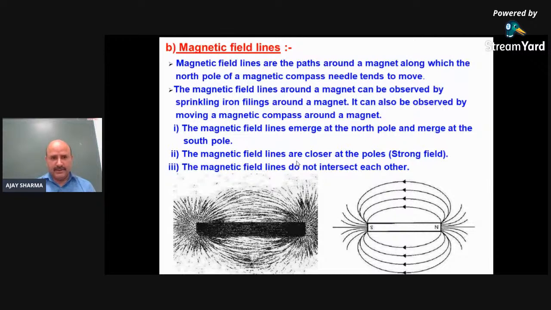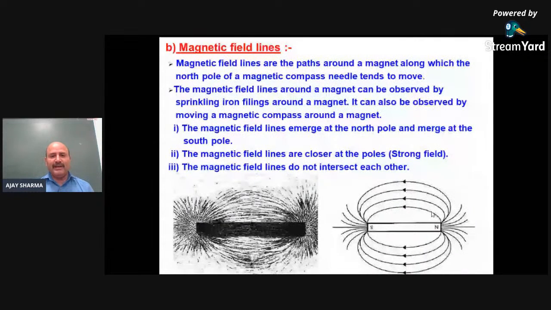Third point, magnetic field lines do not intersect each other. Very important property. Magnetic field lines never intersect each other. This is very important, because when we talk about magnetic field lines, there is a question also: why do magnetic field lines never intersect each other?